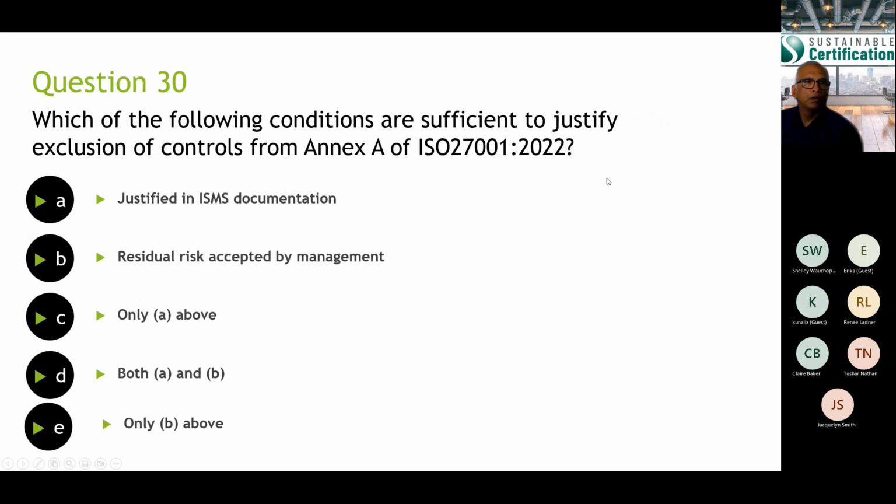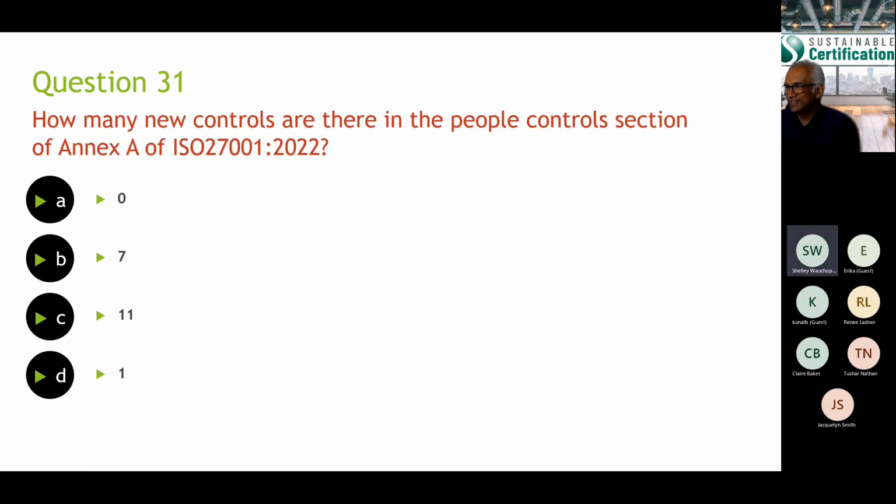Which of the following conditions are sufficient to justify exclusion of a control from Annex A? Justified in documentation, residual risk accepted by management, only A above, both A and B, only B above. I'd say D, A and B. 100%. Oh, wow. That is something really very good. Great.